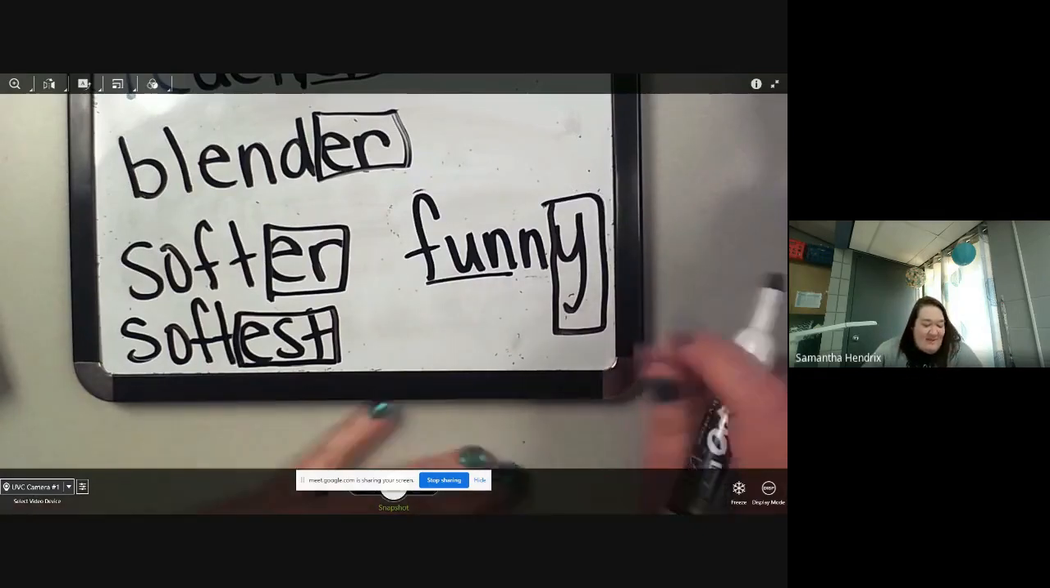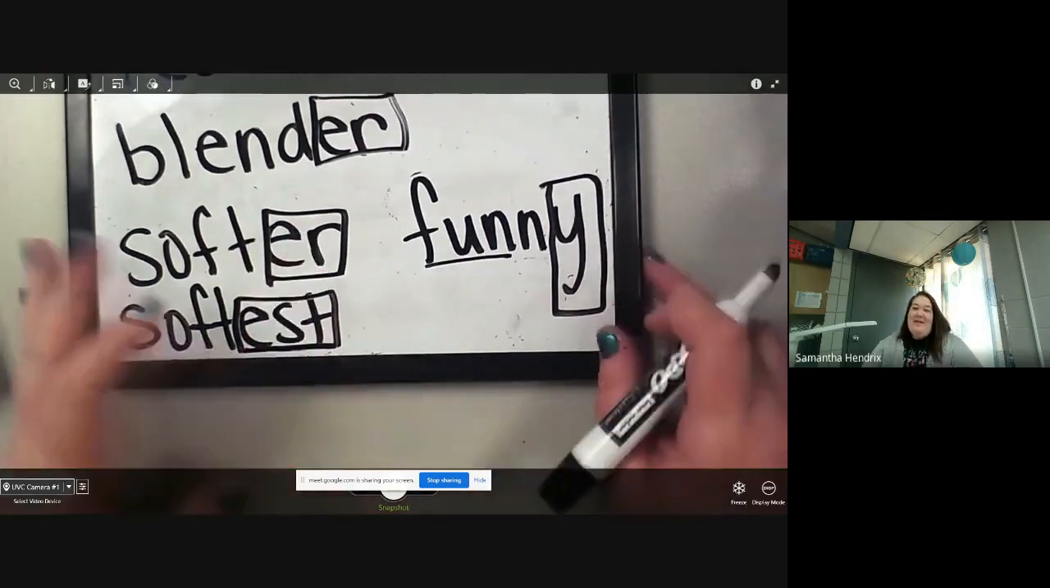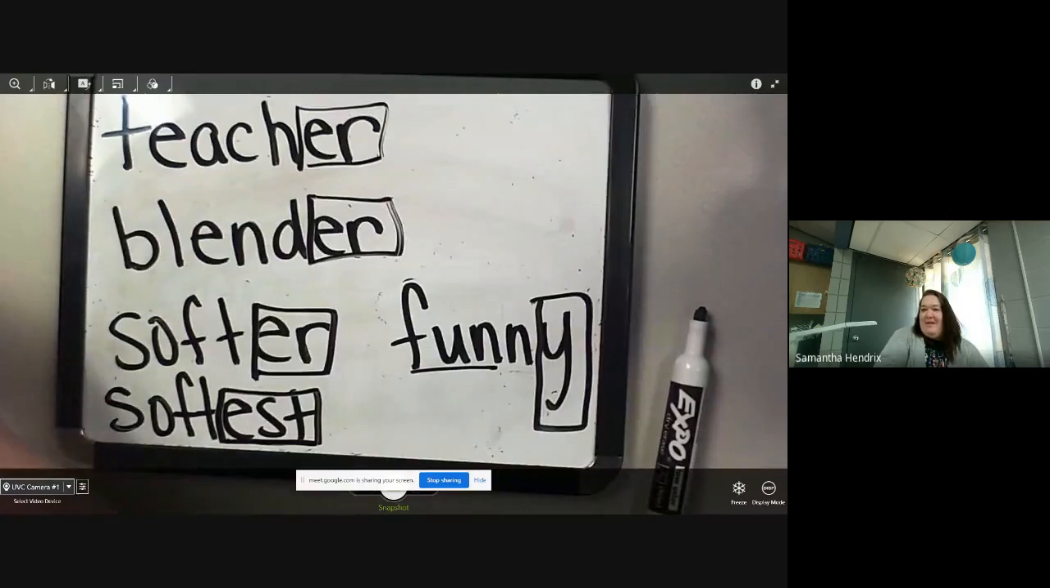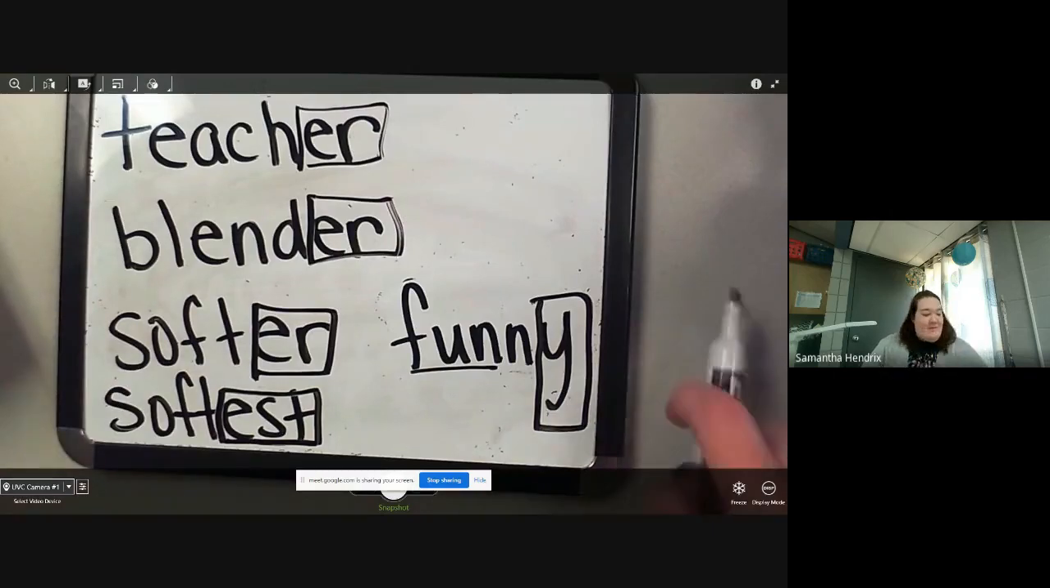So when we see a suffix on a word, what do we do? We box it to code it, right? Just like our S's. When we make things plural, we box the S because it's a suffix. Okay, so let's go ahead and code the rest of these words.